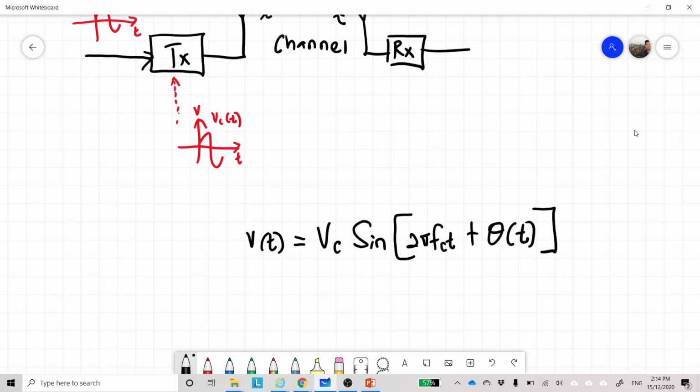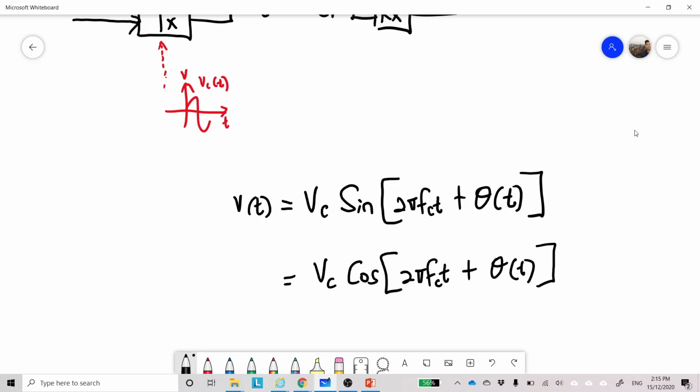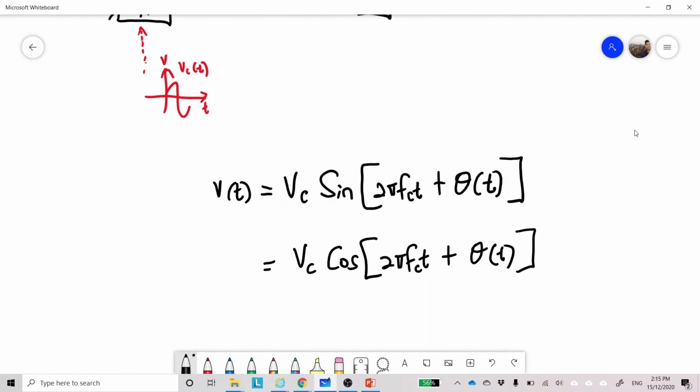Okay, dan kita juga telah melihat bahawa persamaan ini juga boleh ditulis dalam sebutan cosine, iaitu VC cos big bracket 2 pi FCT plus theta T. Okay, so tidak ada masalah sama ada you nak memilih either you want to choose the sine function or you want to choose the cosine function.